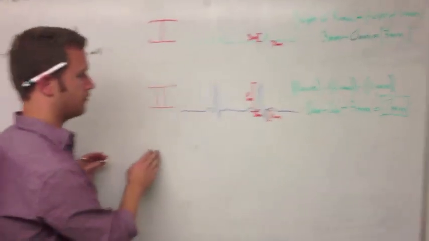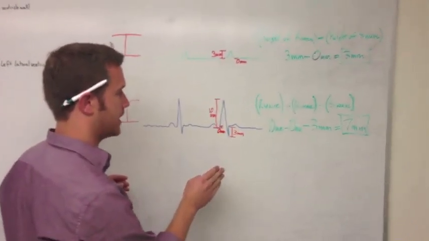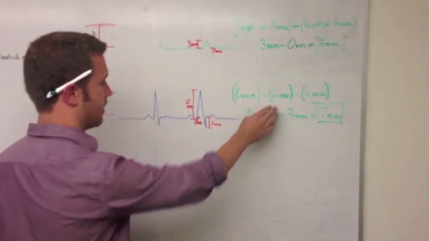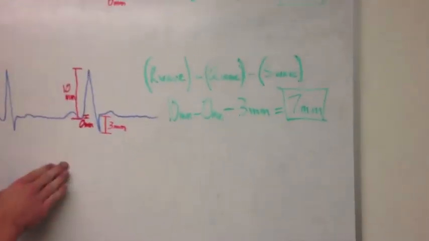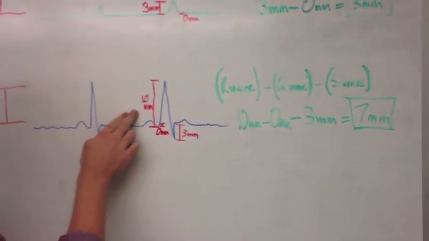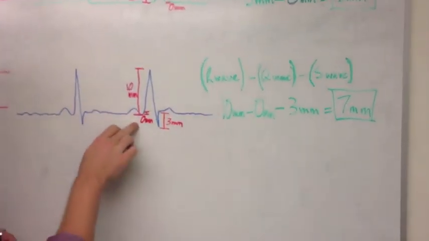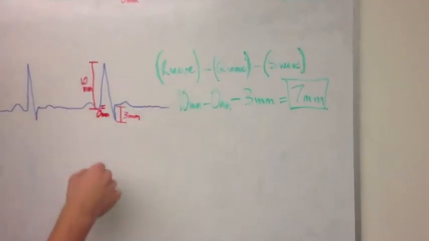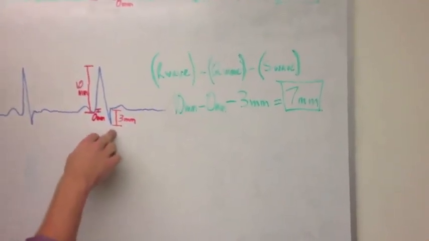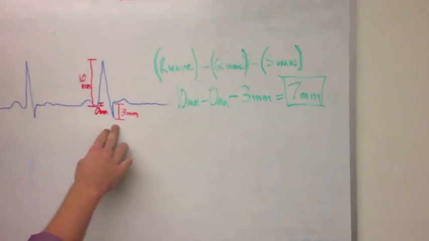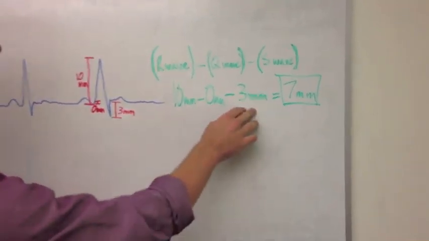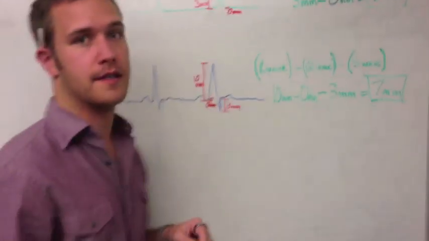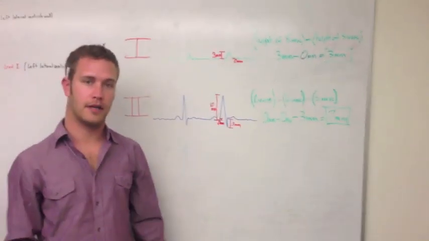For lead 2, we're going to do the same thing, but we have to take into account the Q wave as well, because that's going to be a negative wave. So in this case, our R wave is about 10 millimeters, our Q wave is about 0, and our S wave is actually more substantial than lead 1 was, about 3 millimeters. So we take the difference, 10 minus 0 minus 3, we get 7 millimeters, and that's our second coordinate for our mean electrical axis.